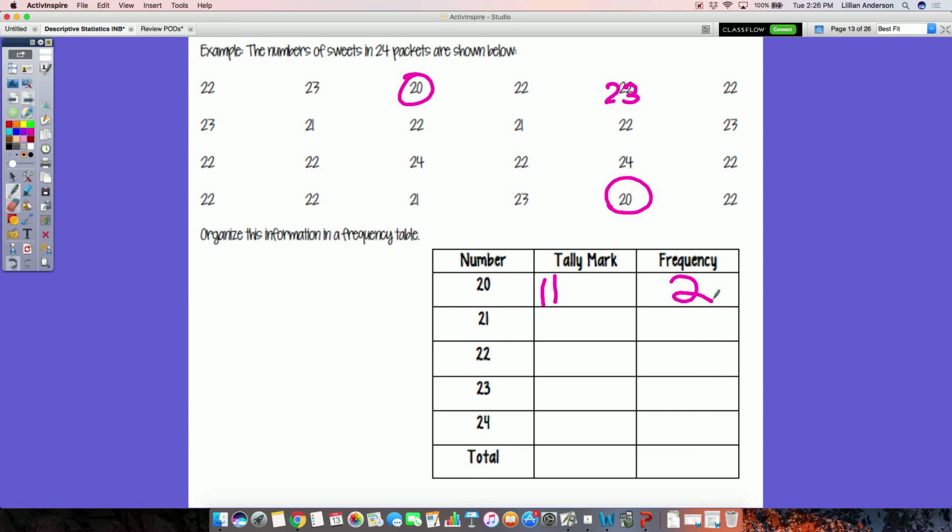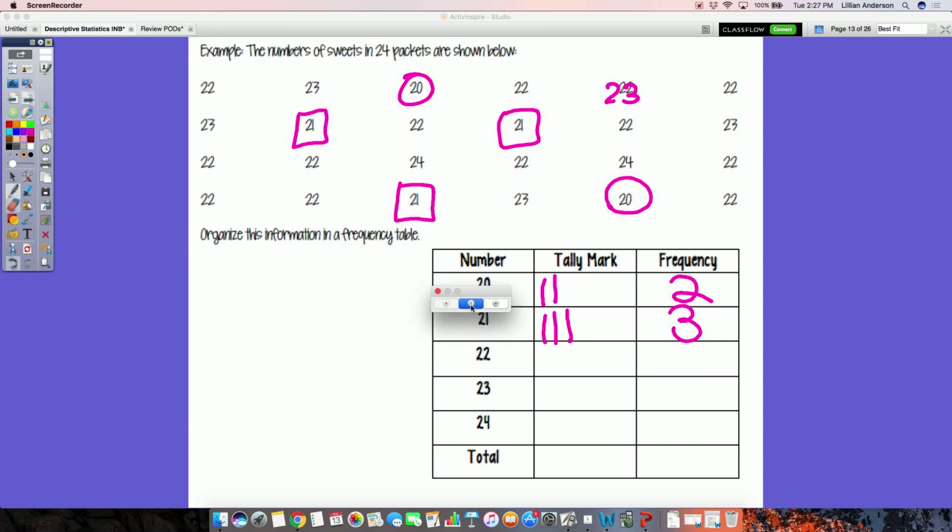Let's go 21. 21 shows up 1, 2, 3 times. So that has a frequency of 3. So 21 shows up 3 times out of my data. You see how this goes? Can you guys finish off the frequency table for me? And then we'll check, of course.